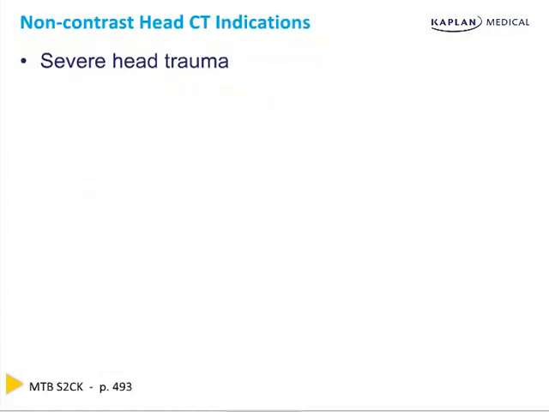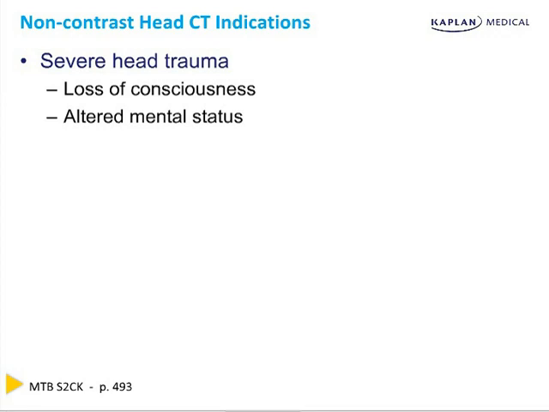Let's now move on to discuss indications for specific types of CT scans, and we'll start with the non-contrast head CT. Because no contrast is given, this is a fast and safe way to evaluate brain tissue and the surrounding structures. Any patient who experiences a traumatic head injury should be considered for a non-contrast head CT. But if your question stem describes a patient who has lost consciousness or who is altered, you must order a stat non-contrast head CT to evaluate for an intracranial lesion that could be responsible.